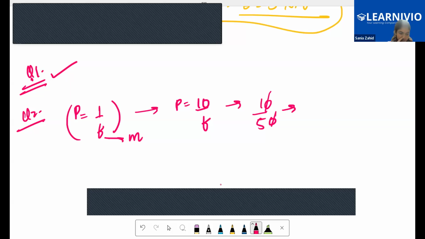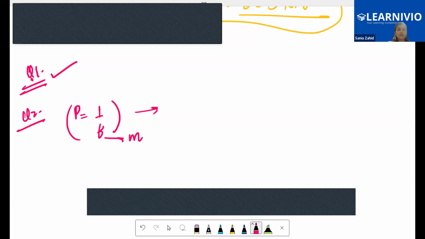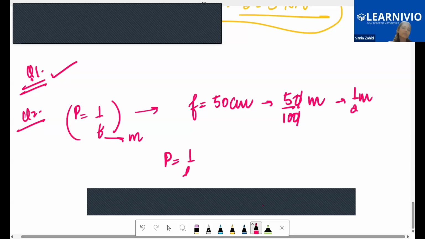Then don't you have to convert that 50 centimeters into meters and then divide? You have the focal length as 50 centimeters. So you can say the focal length is 50 by 100 meter, which is 1 by 2 meter. Now power is equal to 1 by focal length. So power is equal to 1 by 1/2, which means 2 dioptres.